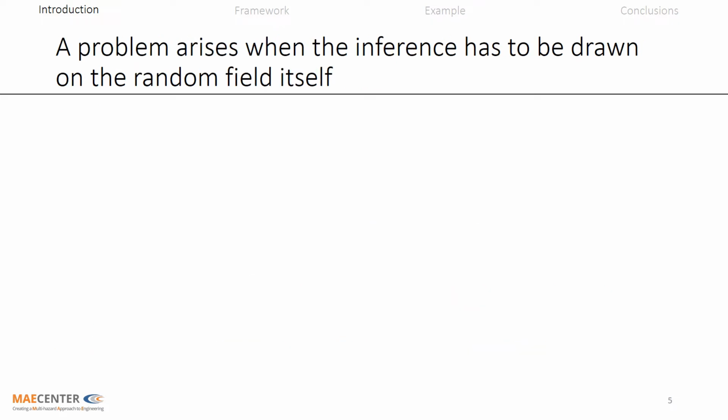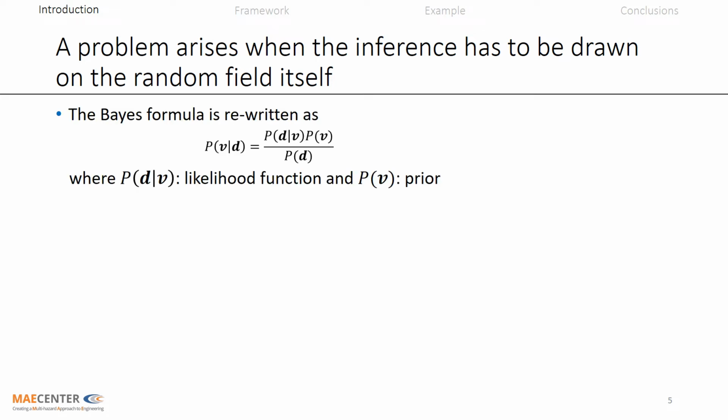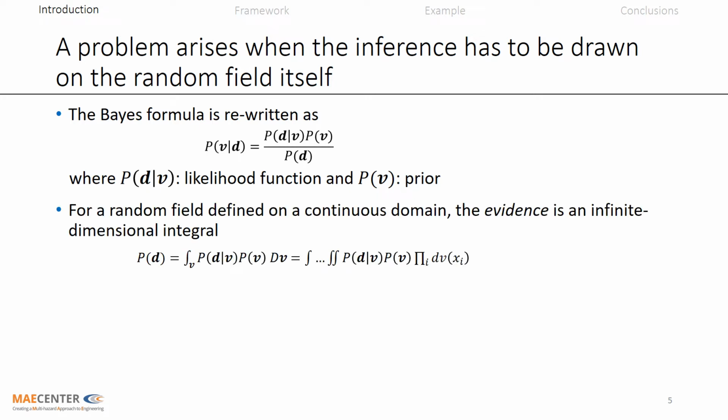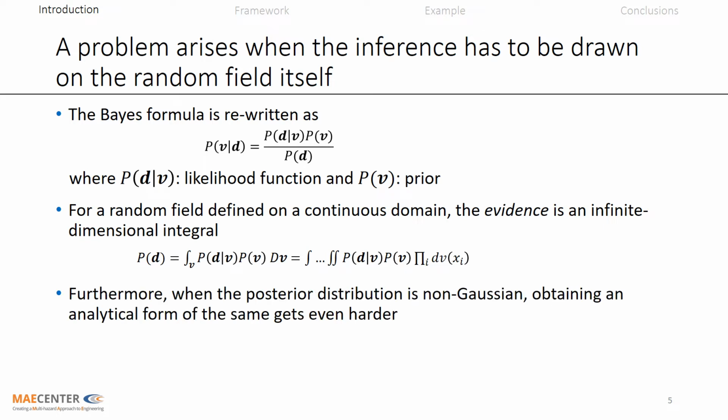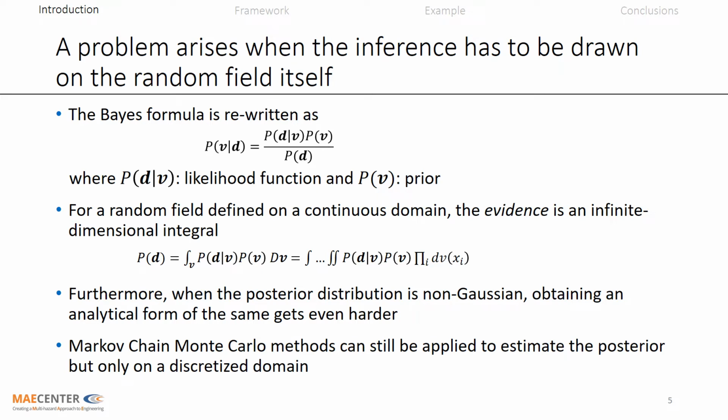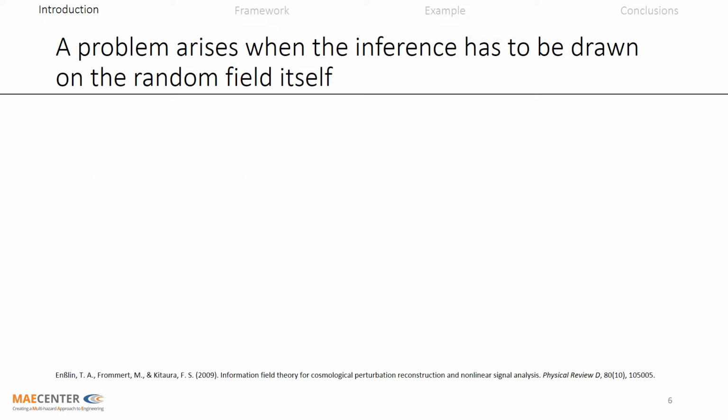A problem arises when the inference has to be drawn on the random field itself, so it's a non-parametric approach. The Bayes formula can be rewritten as shown here, where instead of theta we are now using v, which is the random field itself. The denominator, which is the evidence, is now an infinite dimensional integral since v is a continuous random field, so it's a functional integral. Furthermore, when the posterior distribution is non-Gaussian, obtaining an analytical form of the same gets even harder. MCMC methods can still be applied, but in that case, we would have to discretize the continuous random field.